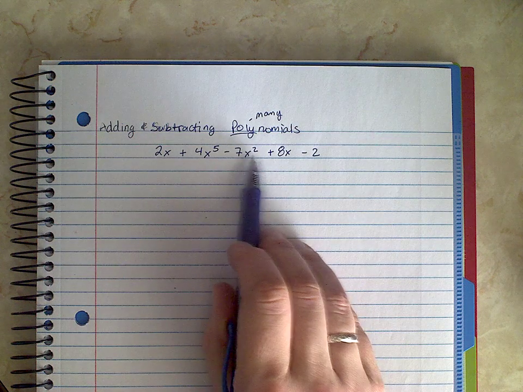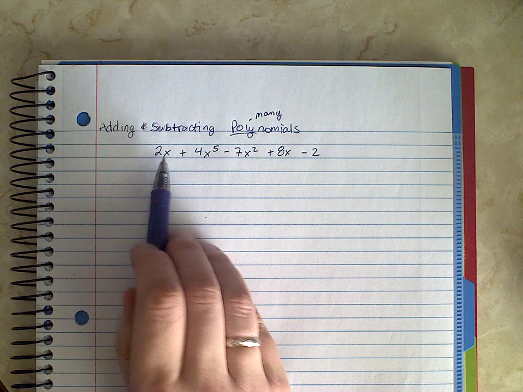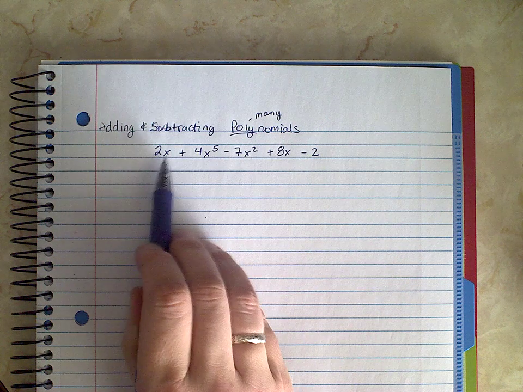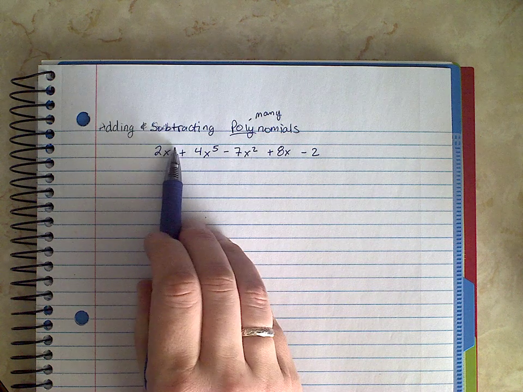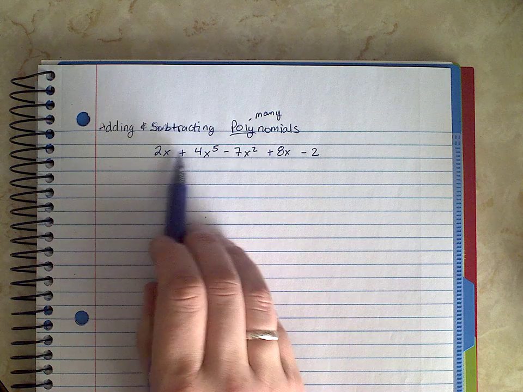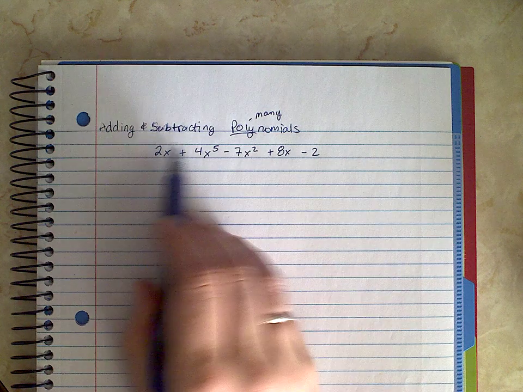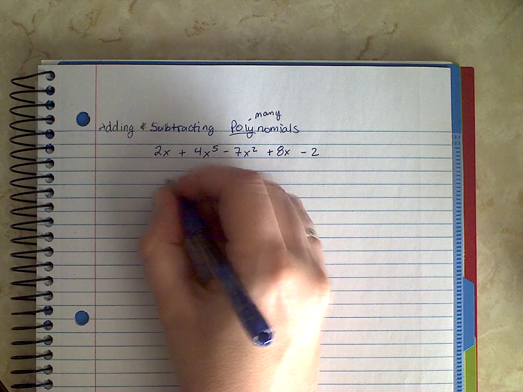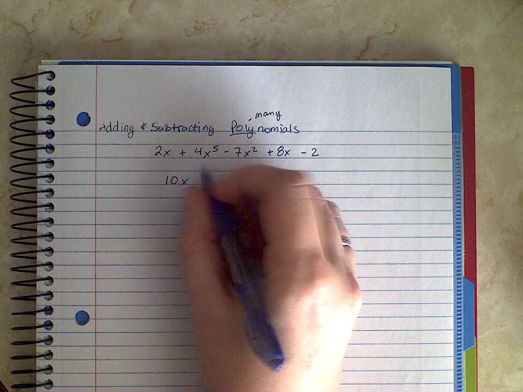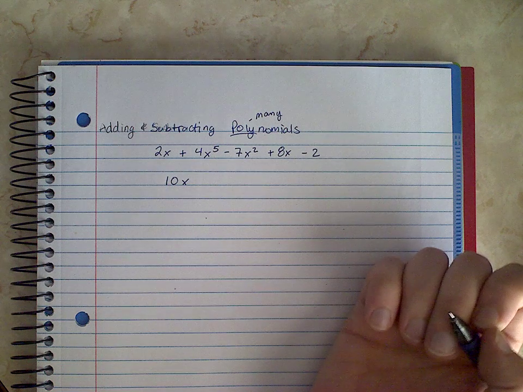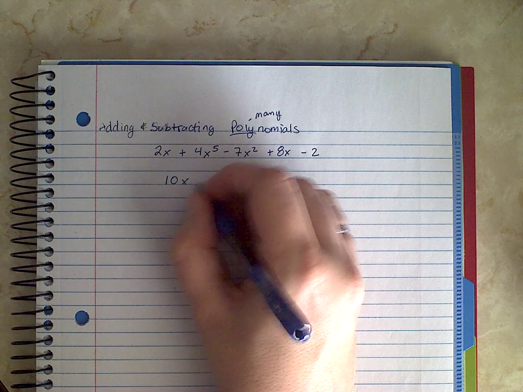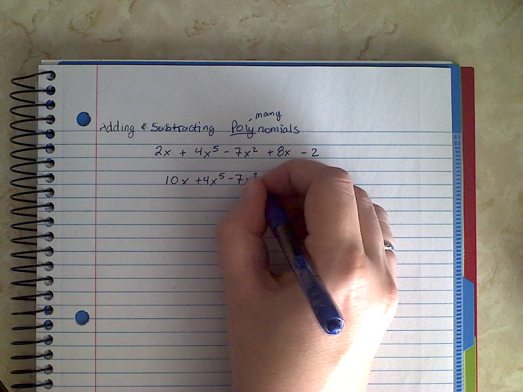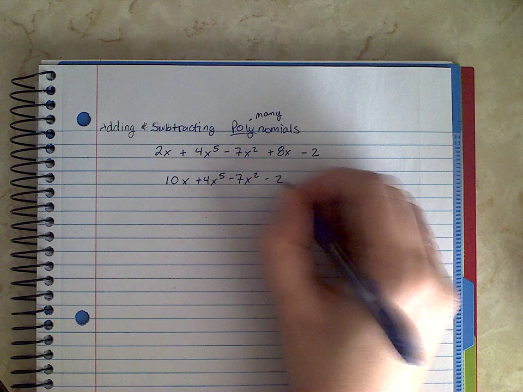So you can't combine them through addition and subtraction. But these two, the 2x and the 8x, you can combine through addition and subtraction, because they're both just plain x, not x squared. So 2x plus 8x, how many x's does that make? This is going to be 10x. And then everything else just drops down because I couldn't combine anything else with it. So plus 4x to the fifth minus 7x squared and then minus 2.